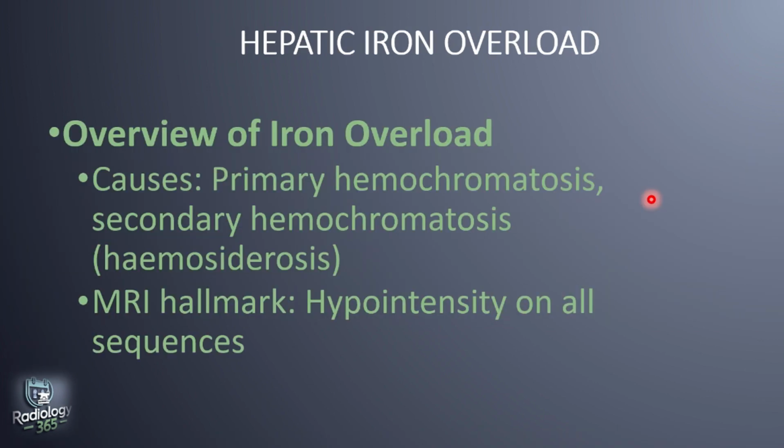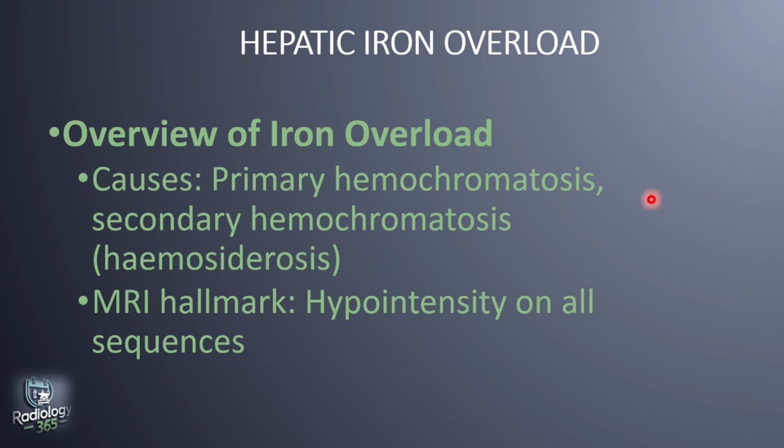Iron overload leads to T2 hypointensity on MRI, particularly when compared to paraspinal muscles. So the paraspinal muscles are the reference. If the liver is looking darker than the paraspinal muscles on T2, you should be worried. There's also signal dropout on in-phase imaging. That's opposite to steatosis, where you have dropout on the out-of-phase imaging. For hepatic iron overload, you have the dropout on the in-phase imaging.